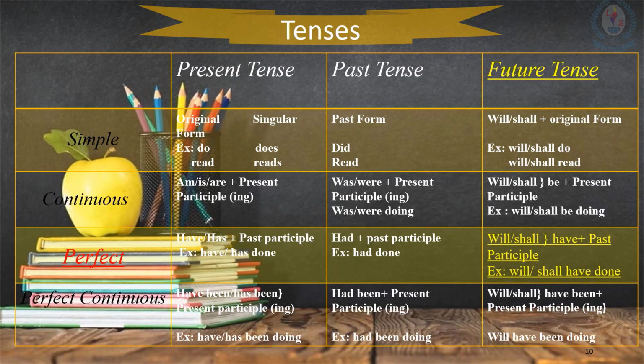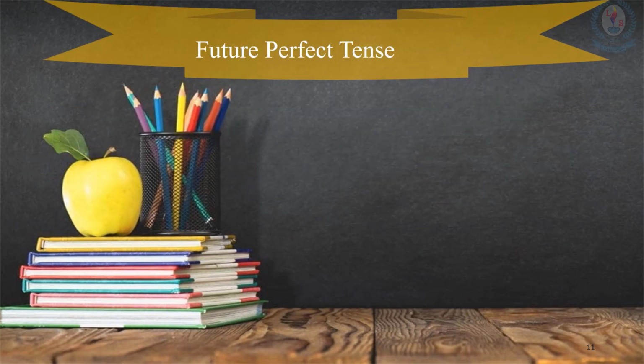Look at this. Future perfect tense. Can you see the formation? Will or shall, with have, with the past participle. For example, will have done. The future perfect tense is quite an easy tense to understand and use. The future perfect talks about the past in the future. And it expresses the idea that something will occur before another action in the future.